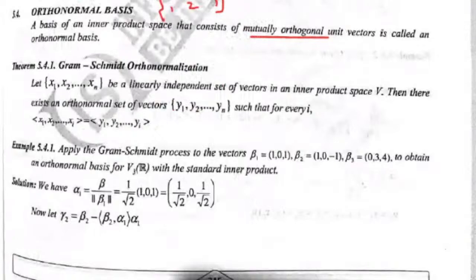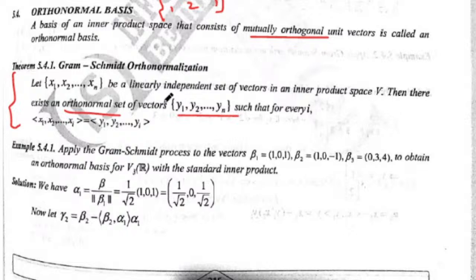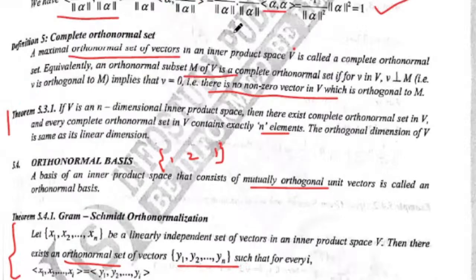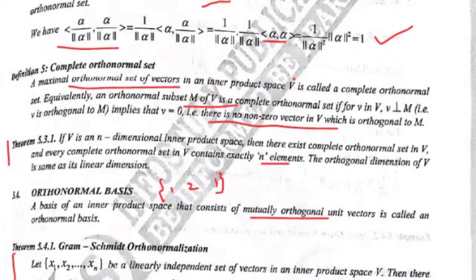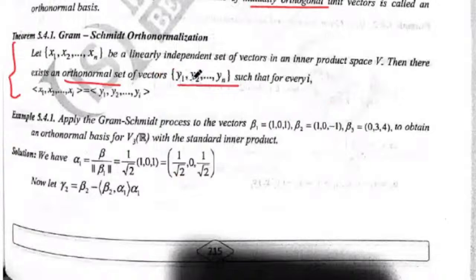Gram-Schmidt orthonormalization. This is an important theorem. If x1, x2, up to xn are a linearly independent set of vectors in a vector space V, then there exists an orthonormal set of vectors. Let us consider the orthonormal set of vectors as y1, y2 up to yn. Orthonormal set means the norm of x is equal to 1, and x comma y is equal to 0 for every x and y in the set. Here y1 comma y2 is equal to 0, and norm of y1 is always 1 for every y.